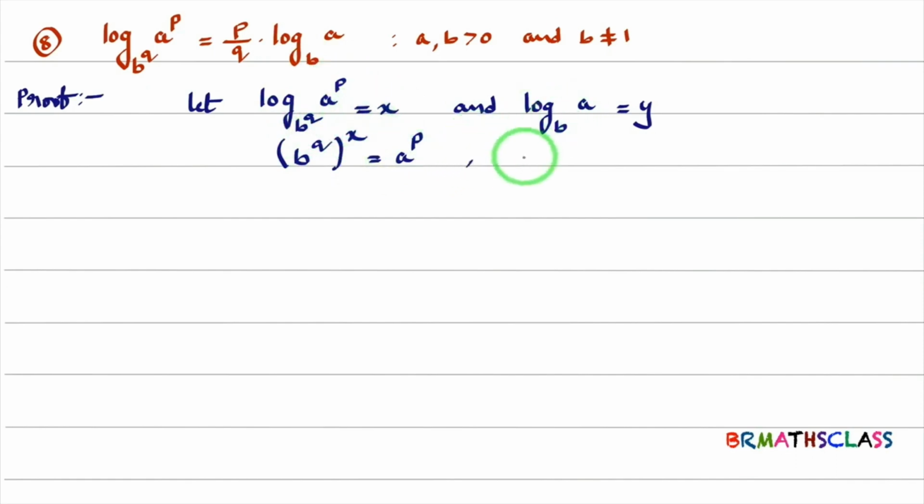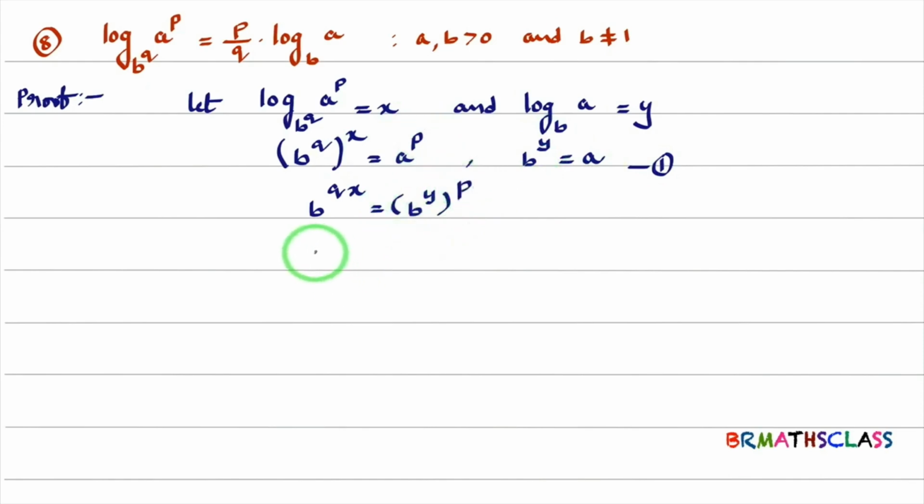And this can be written as b power y equal to a. Okay, this is of which form? (a power m) whole power n. So here this is b power qx equal to a power p. You observe this. In this, what is a? a is b power y. So in place of a, I can write (b power y) whole power p.